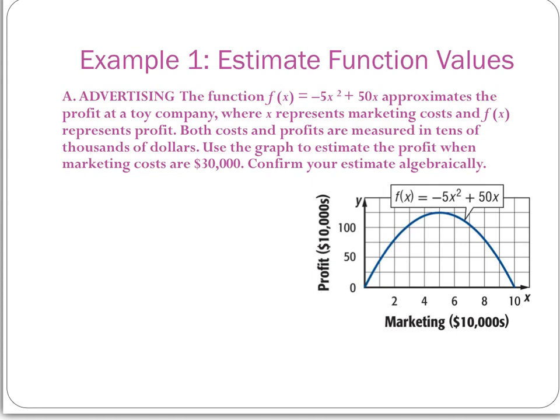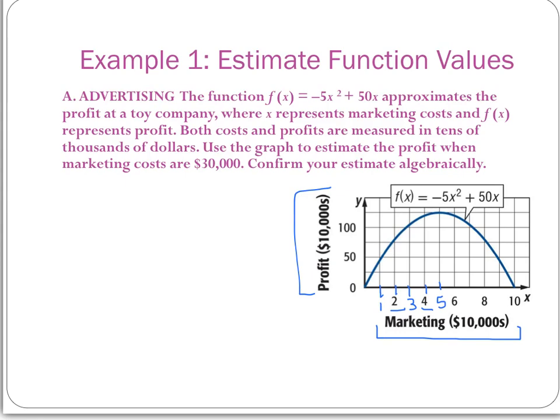We have a graph given to us where x represents the marketing costs in tens of thousands of dollars, and the y values on the vertical axis represent the profit in tens of thousands of dollars. What we want to do is use the graph to estimate the profit when marketing costs are $30,000. Since our scale on the x-axis is in tens of thousands of dollars, 1 represents $10,000, 2 represents $20,000, 3 would represent $30,000, 4 would represent $40,000, and 5 would represent $50,000.